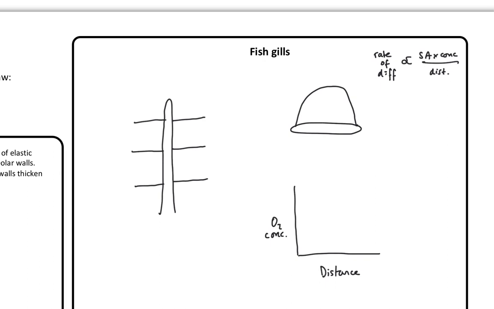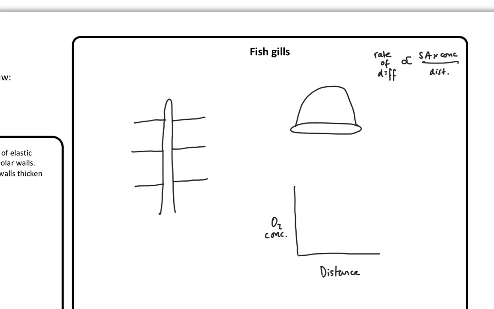Okay, so it's gas exchange in fish and insects, and I've done a bit of prep just to speed things up a bit. Remember, we are still applying Fick's law. Rate of diffusion is proportional to the surface area multiplied by the concentration difference divided by the thickness of the barrier, or the diffusion distance. Just a quick aide-mémoire here.